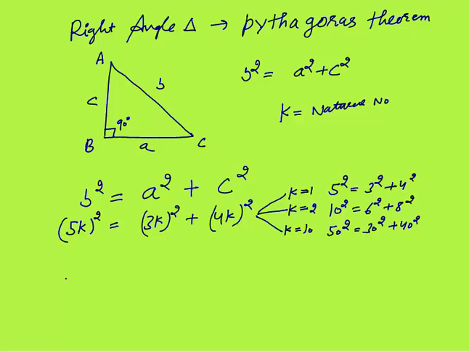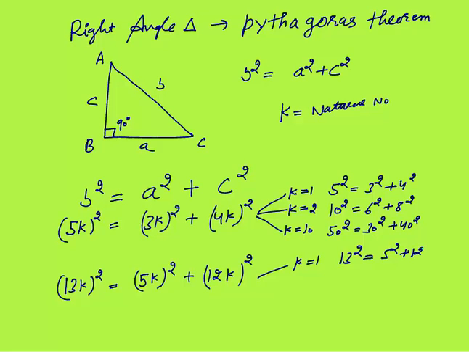The other Pythagoras triplet is that 13k square is equal to 5k square plus 12k square. Again, if k is equal to 1, you can say that 13 square is equal to 5 square plus 12 square. We are discussing this in order to solve questions in a faster manner in the exam. If k is equal to 2, 26 square would be equal to 10 square plus 24 square.